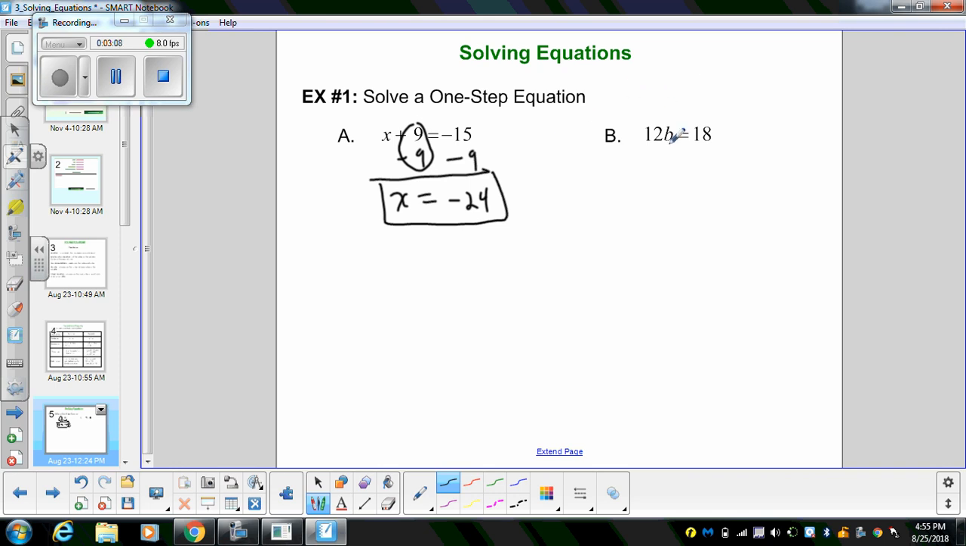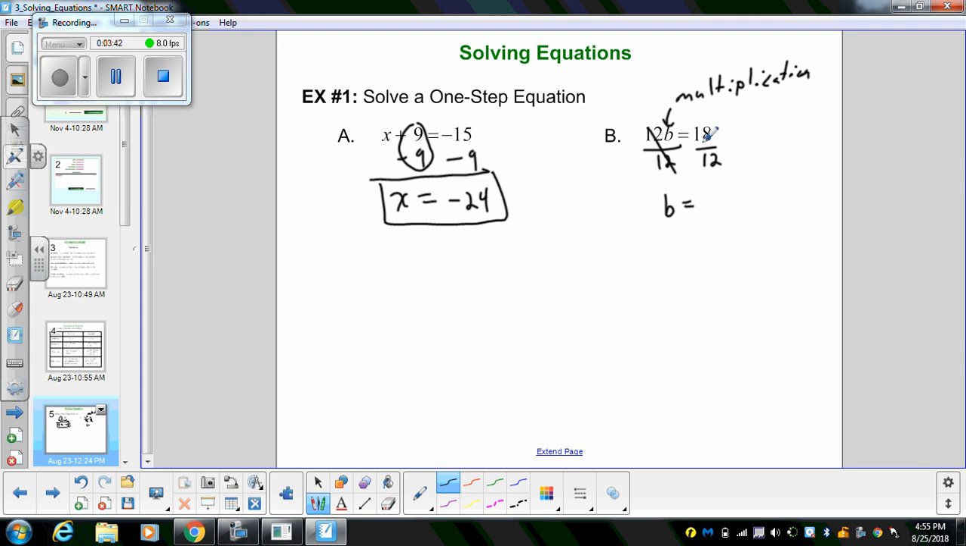Alright, so let's see what you got for B. A number next to a letter indicates multiplication. So the inverse of multiplication is actually division. So what I'm going to do here is divide by 12. Right? 12 divided by 12 is 1, and 1 times b would just be b. So that is how those numbers were able to cancel each other.